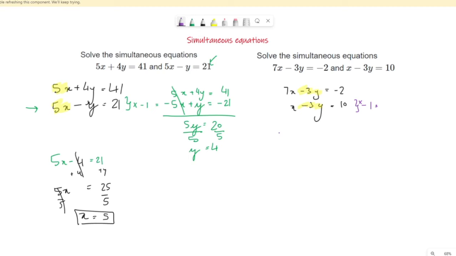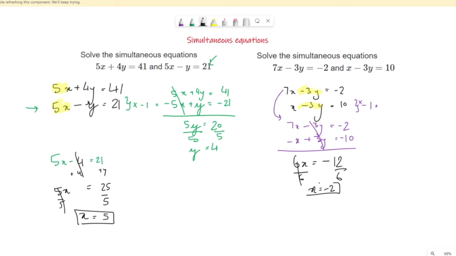So I will write both the equations here again. The first one will be the same, no change in it. So 7x minus 3y equals negative 2. And then the second one, x will become negative x, 3y will become positive 3y, and 10 will become negative 10. Let's bring them together. Negative 3y, positive 3y cancel each other, and 7x minus 1x will give you 6x. Negative 2 and negative 10 together become negative 12. Divide both sides by 6. So x is negative 2.